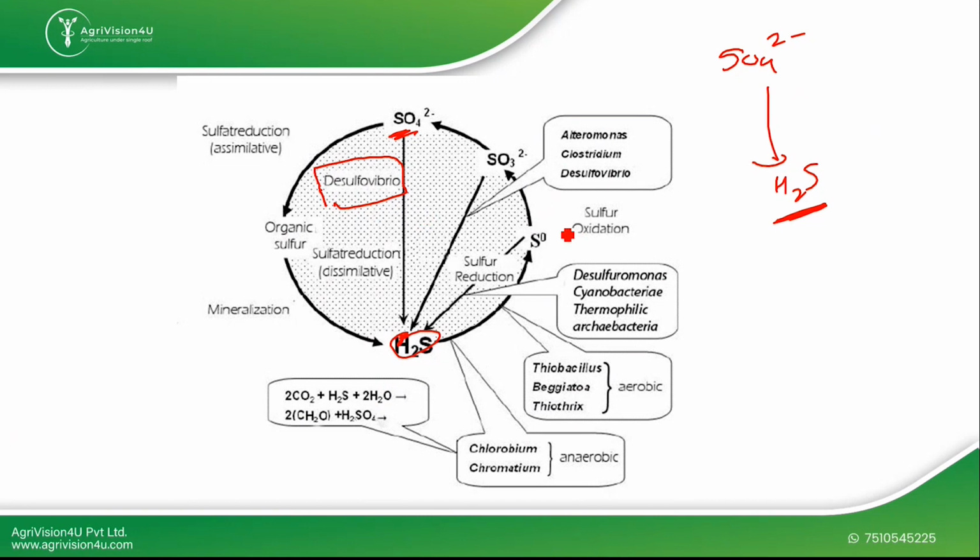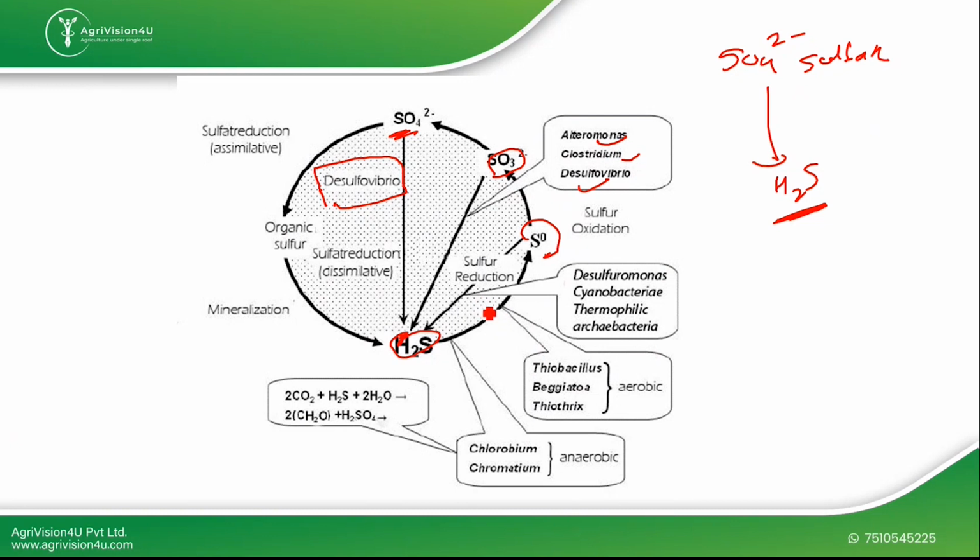Also, if the question was about sulfur oxidation, how does it take place? That is basically S naught converted into SO3 2 minus, and the bacteria responsible for sulfur oxidation are shown here. When it is SO3 2 minus, then for its reduction you require bacteria other than Desulfovibrio, such as Clostridium and Desulfomonas. So all these bacteria are there for a specific step.